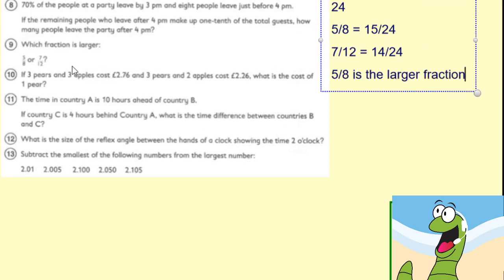Okay, don't forget, you can't work it out if the denominators are not the same. You need to get them the same, and to do that you must find out which number they will both go into. So both go into 24.